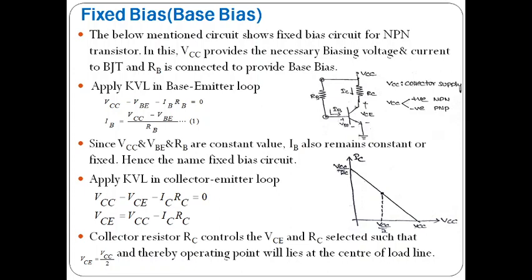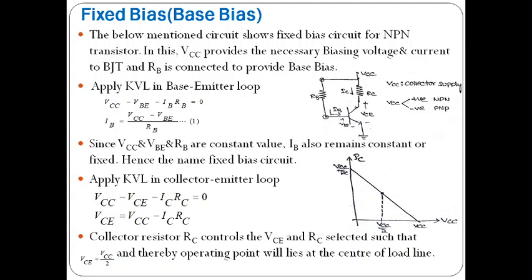Since VCC, VBE and RB are constant values, IB also remains a constant and fixed value. In this circuit, VCC, whatever external DC source we are applying, is constant, then VBE is also constant, and RB is also constant. So when VBE is constant, automatically IB is also constant. So this is called the fixed bias circuit.